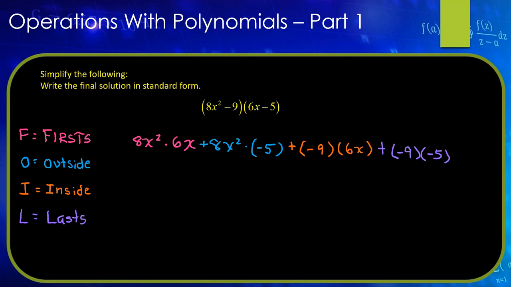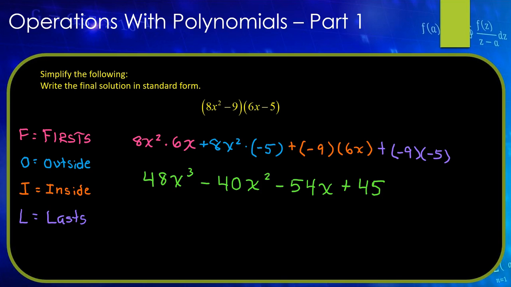So when I carry through each one of the multiplications, following my order of operations, 8x squared times 6x is going to give me 48x cubed. 8x squared times a negative 5 would give me a minus 40x squared. The negative 9 times the 6x would give me a minus 54x, and a negative 9 times a negative 5 would give me a plus 45. And that's what I get when I do my multiplications, and when I look at this, I have no like terms. So at this point, I'm done. Everything has been simplified as far as it will go.